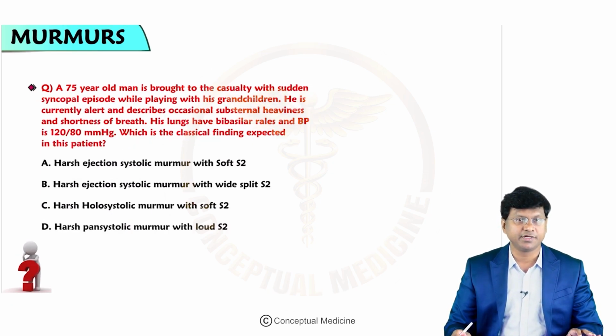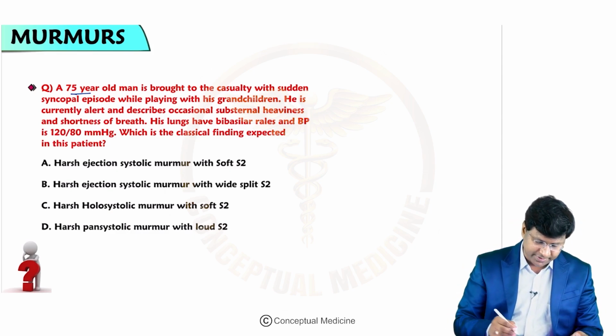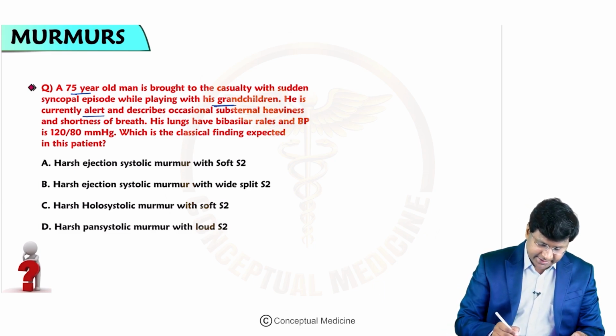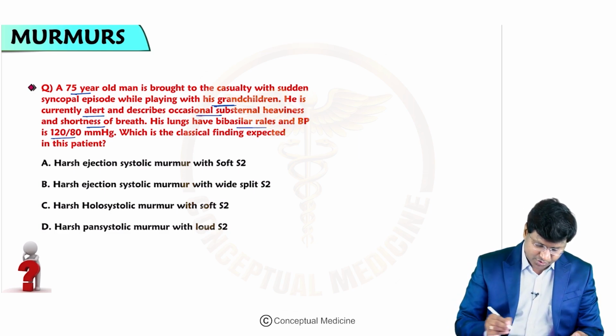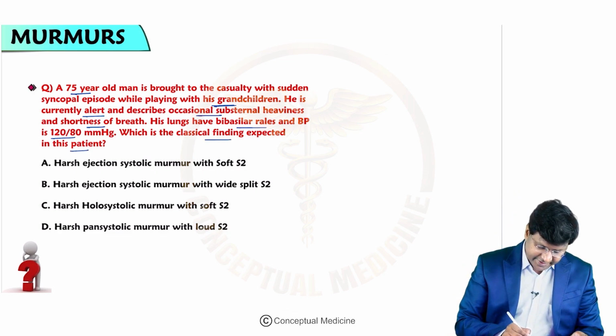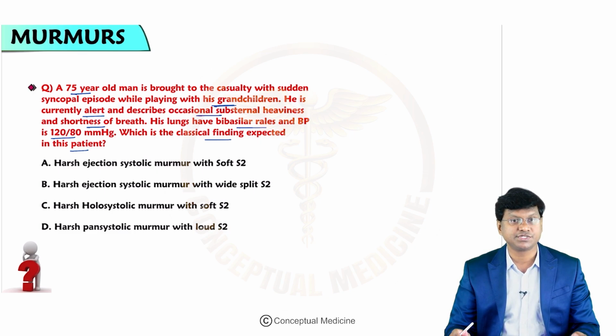So, if you see the next important clinical scenario, we have a 35-year-old man brought to the casualty with sudden syncopal episodes while playing with his grandchildren. He is currently alert and describes occasional substernal heaviness and shortness of breath. His lungs have bibasilar rales and blood pressure is 120 by 80 millimeters of mercury. Which is the classical finding expected in this patient? Harsh ejection systolic murmur with soft S2, harsh ejection systolic murmur with wide split S2, harsh holosystolic murmur with soft S2, harsh pansystolic murmur with loud S2.